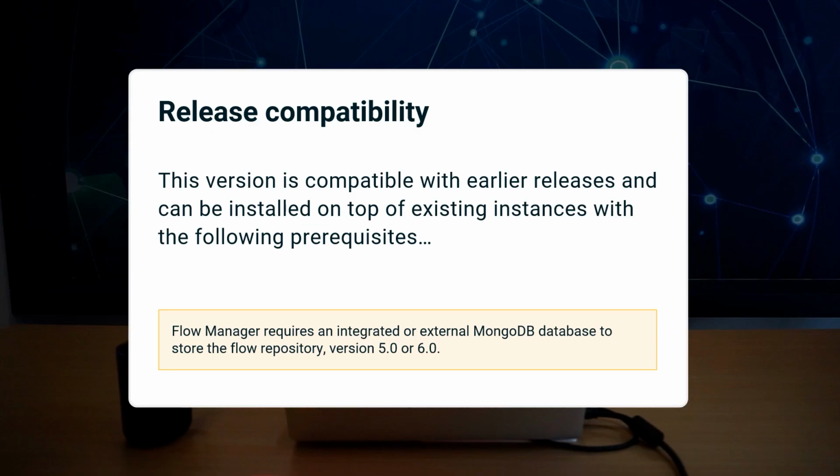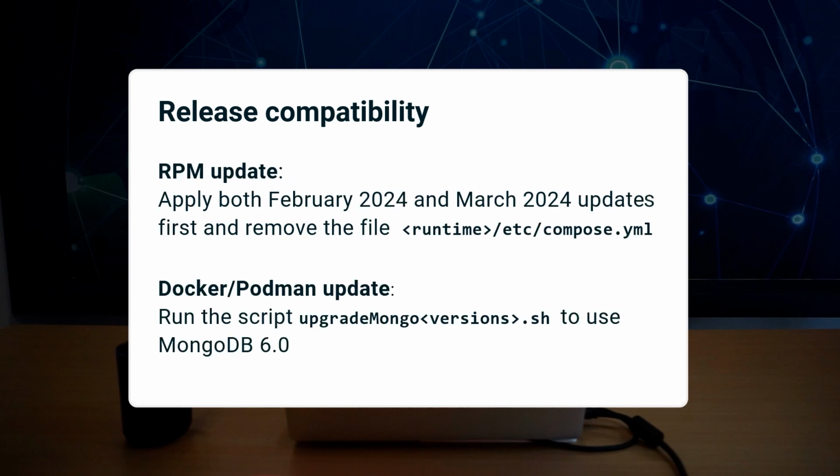This version is compatible with earlier releases and can be installed on top of existing Flow Manager instances with the following prerequisites. For RPM update, apply both February 2024 and March 2024 first, and then check for YAML compose file and remove it. To deploy Mongo database version 6.0 within Docker or Podman environments, execute the upgrade script.